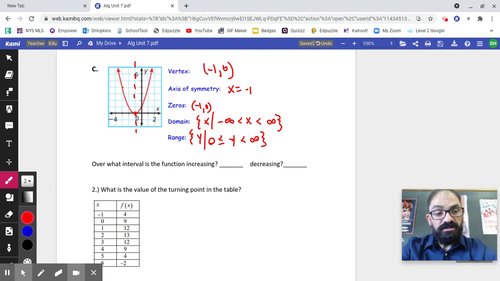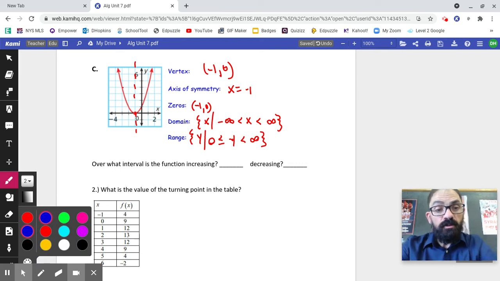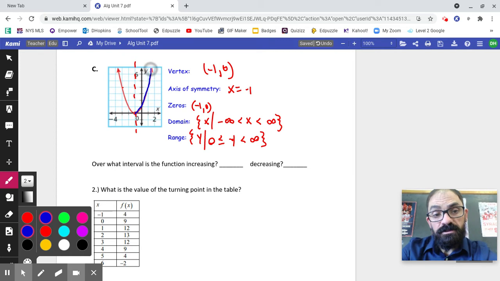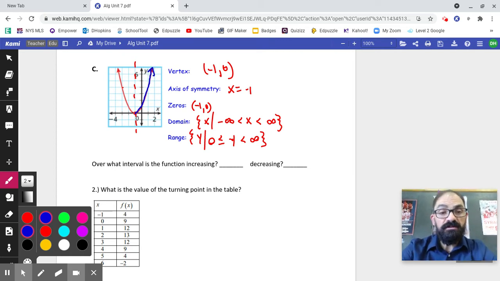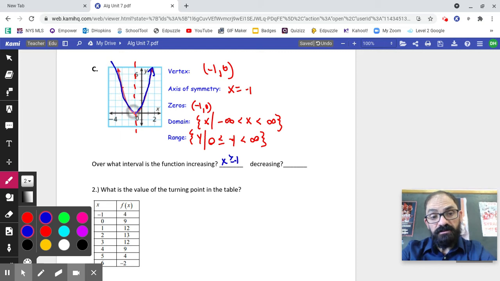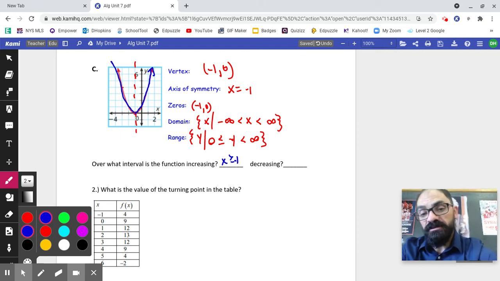We increase when we're going up. And we read our graphs from left to right, just like a storybook. So it's increasing right here, so when x is greater than or equal to negative 1. And vice versa, when is this graph decreasing? Well, it's decreasing from left to right, right here. So anything that's less than or equal to negative 1.